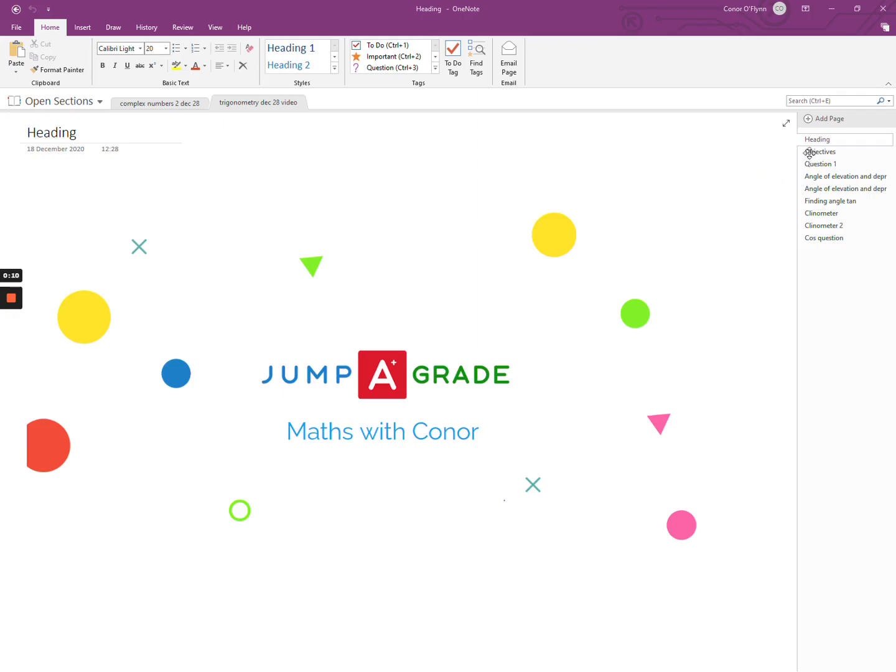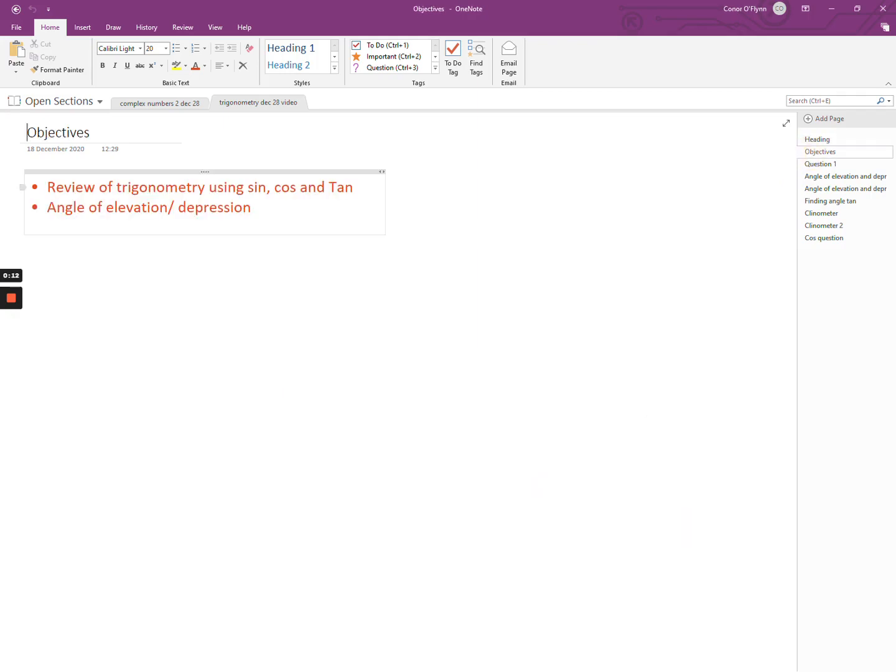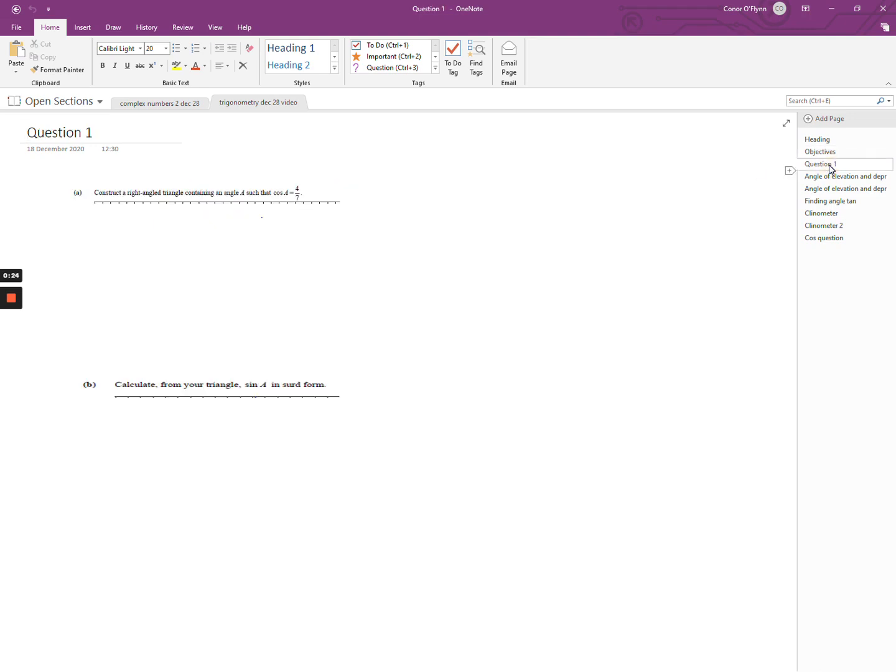...is to solve them. So we're going to be using the sine, cos, and tan, seen all them, and we're going to be looking at angle of elevation and depression, and finding these angles, and which is which. So let's say we go to question one, to see the type of questions that come up.